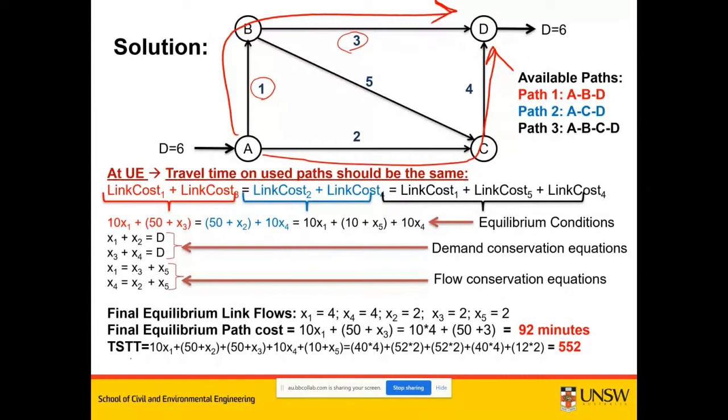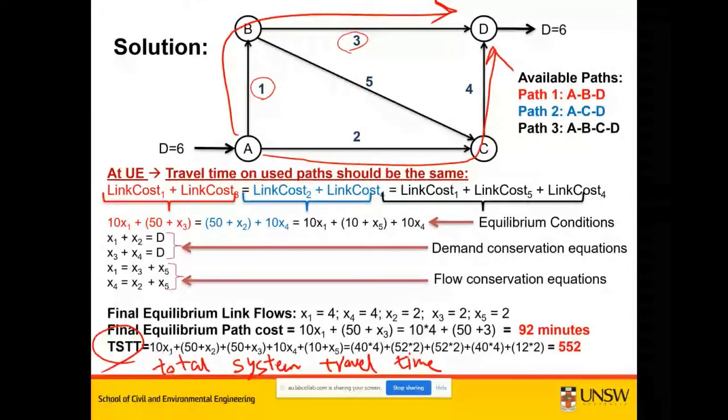There's another thing called TSTT. What is TSTT? TSTT stands for total system travel time. And that is the summation of the link travel times. So the travel time of link 1, travel time of link 2, travel time of link 3, travel time of link 4, travel time of link 5.